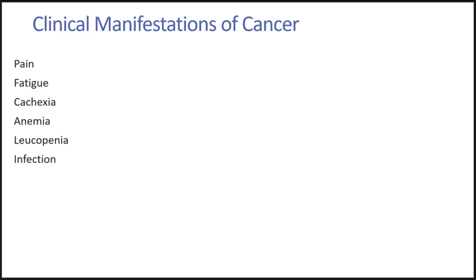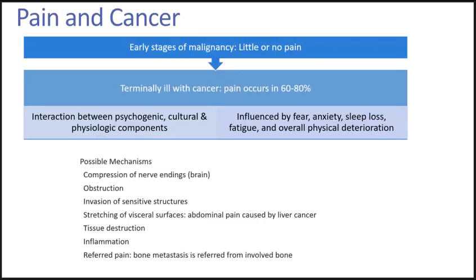Here are the 6 main clinical manifestations, or signs, symptoms, evidence of cancer, that we're going to be looking at a little bit closer on the upcoming slides. So pain, fatigue, cachexia, anemia, leukopenia, and infection. In the early stages of malignancy, there is usually little or no pain, or at least not enough to warrant concern. But 60 to 80% of people diagnosed with terminal cancer will have pain.